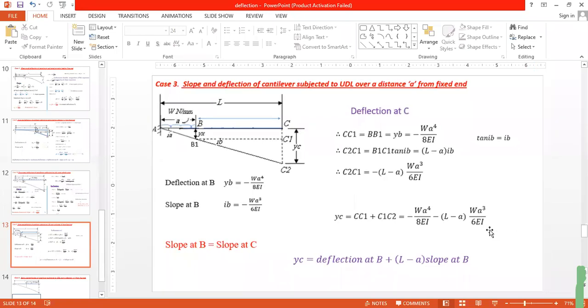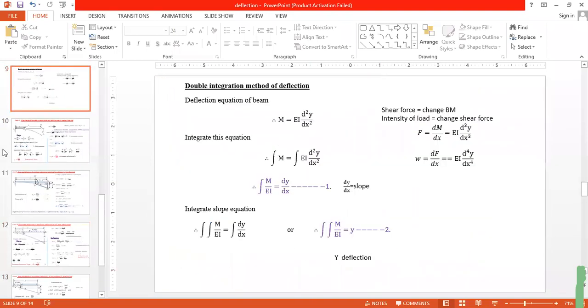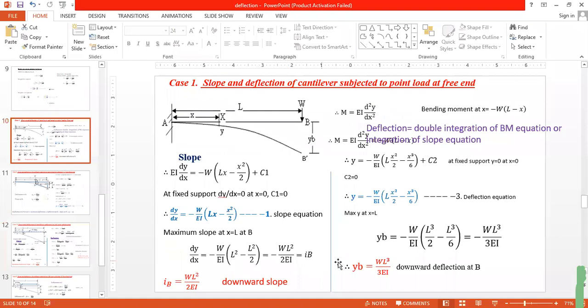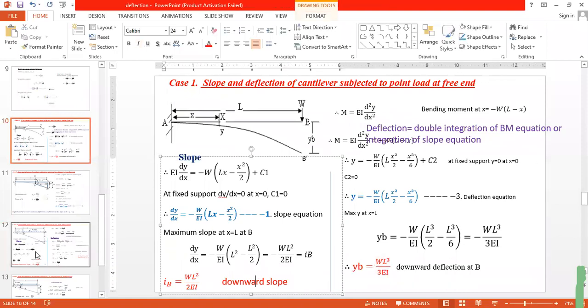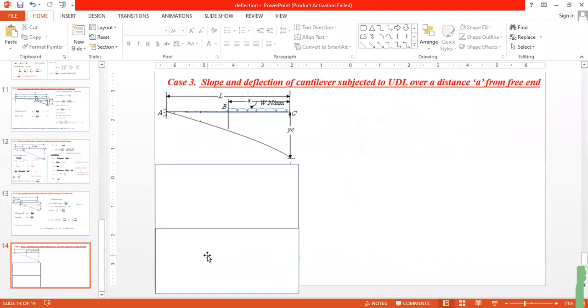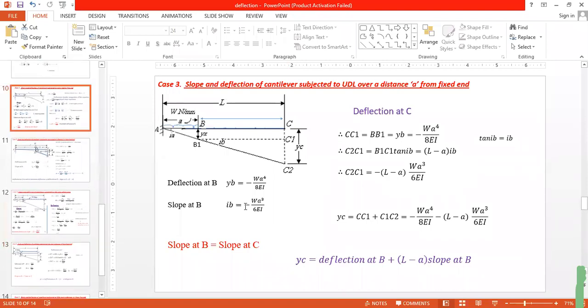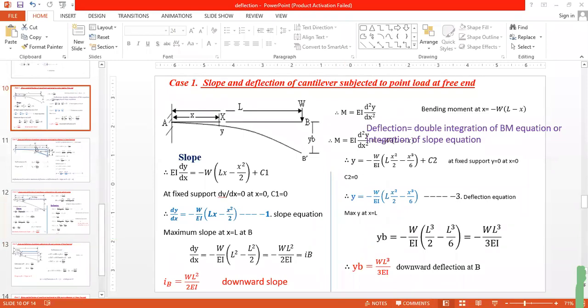One more thing, you have to remember all these equations. You see here, this equation, this equation, this equation, and the derivations also you have to remember. Okay, now I will stop here.